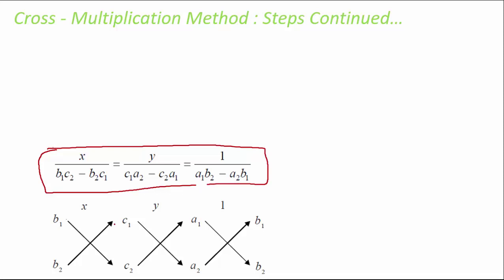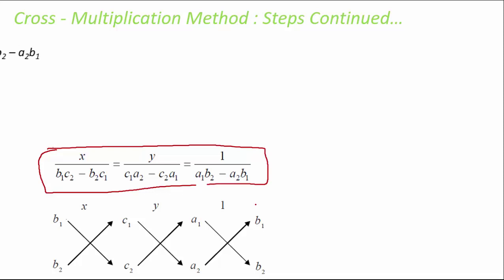So a lot of other people remember it in this way, like x, y and 1, which is the numerator, and in the denominator you have b1c2 minus b2c1, y divided by c1a2 minus c2a1, and 1 divided by a1b2 minus a2b1. So these are different ways of remembering this particular expression. So now you understood that this is how we calculate the values of x and y.